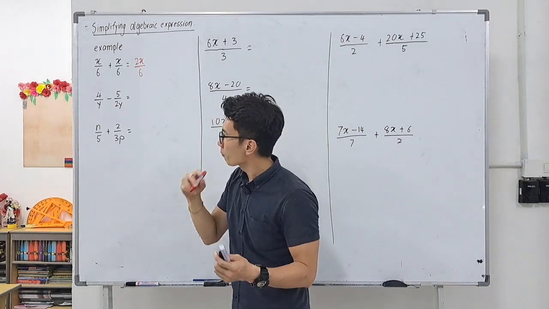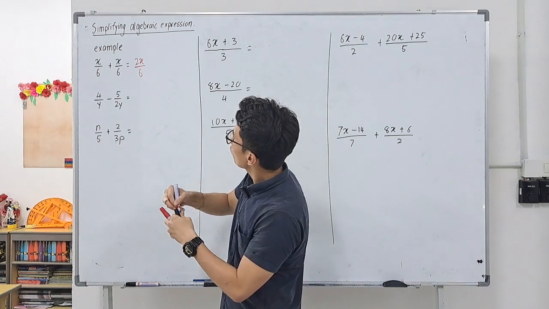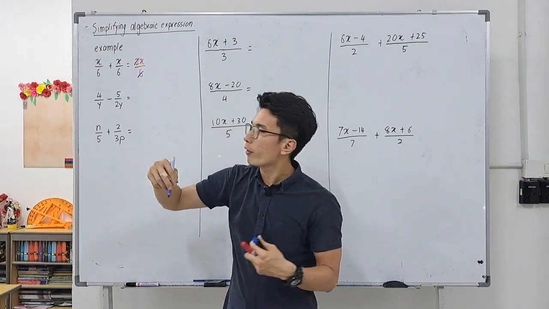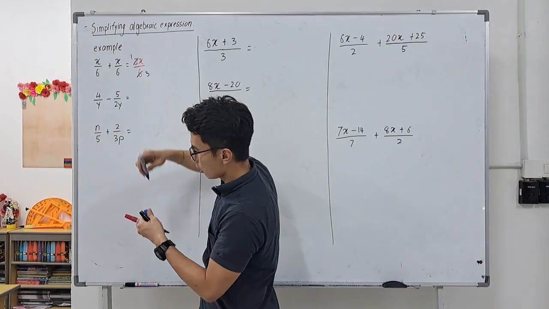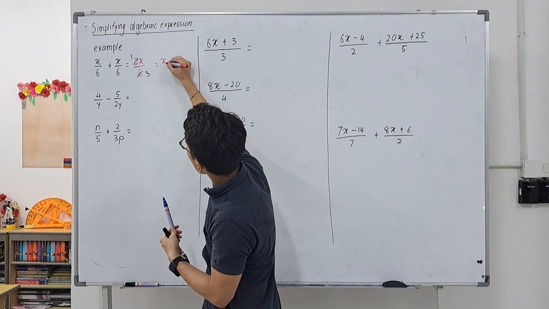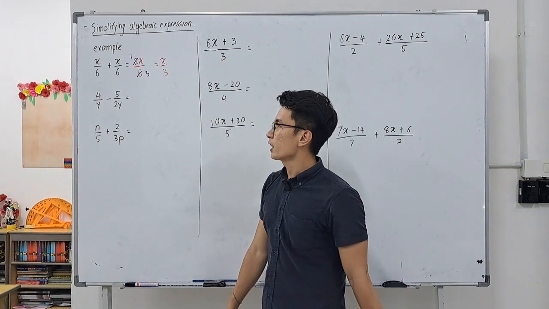That's all right? But if you notice, this 2 and this 3, I can still further simplify because there are some common factors. So this will give me 1 and that will give me 3. So my final answer will be x over 3. I'm done. Okay? Look at the second example.